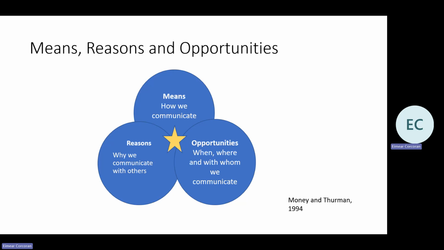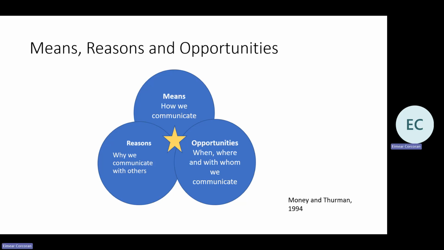For example, I might need a lift to training because my car is in the garage. So the means I would use to communicate would be maybe to ring a teammate or to text them or to go over to their house and ask them. The opportunities might be having teammates to communicate with or living near them, or my involvement in the club or group.